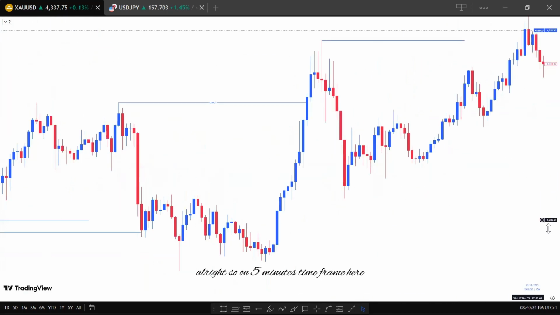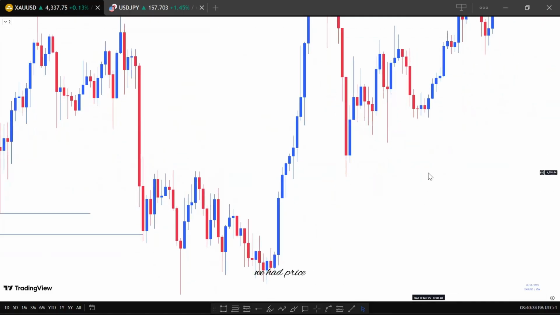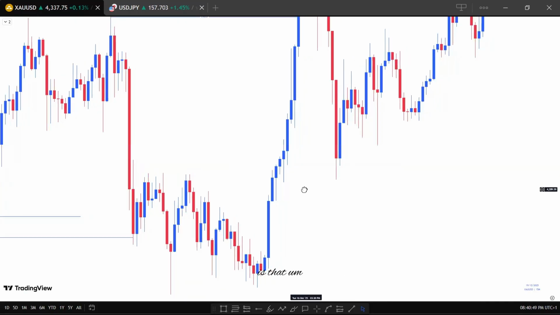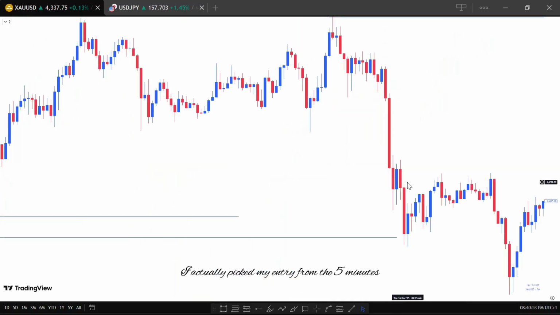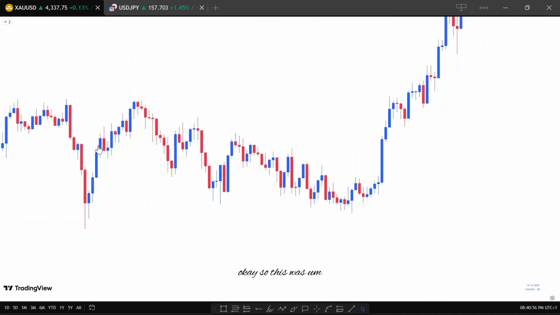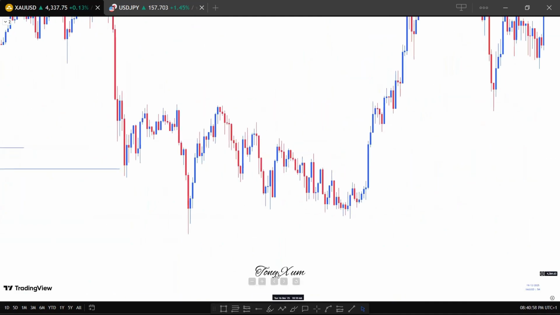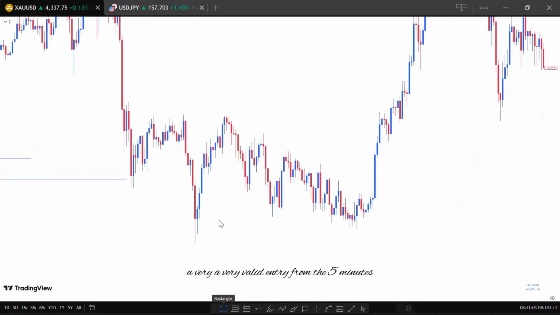And so on the 5 minutes time frame here, we had price. We had this. I think this is kind of a mitigation zone. Or what is that stuff even called? So I actually picked my entry from the 5 minute time frame. Okay, so this was Tony Ike's entry here, which was actually a very valid entry from the 5 minutes.